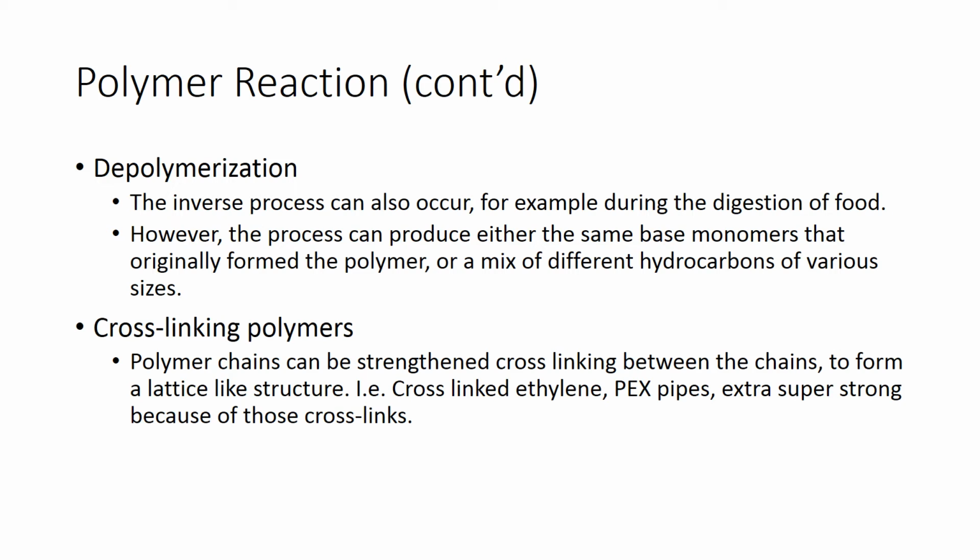We also have cross-linking polymers. Polymer chains can be strengthened by cross-linking between the chains to form a lattice-like structure. It's like molecule bridges between these polymer chains. For example, PEX pipes, which are cross-linked ethylene, are super extra strong because of those cross-links.